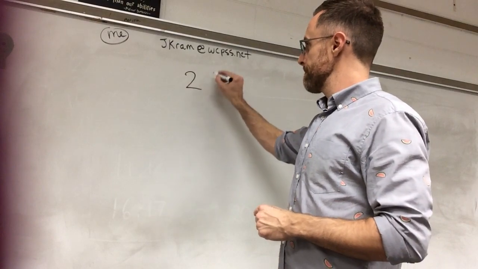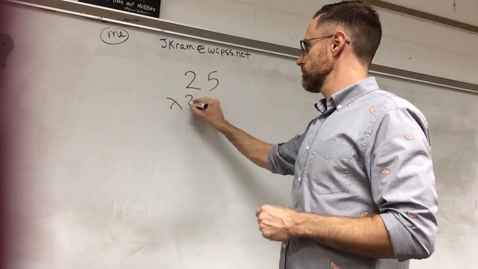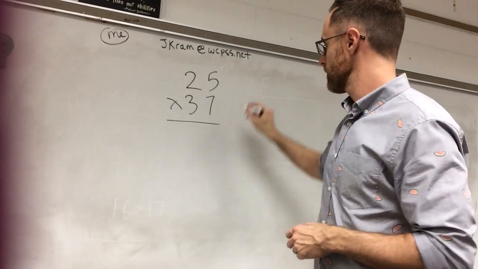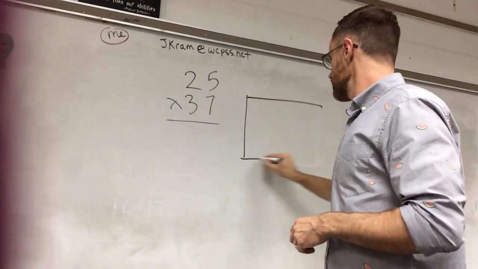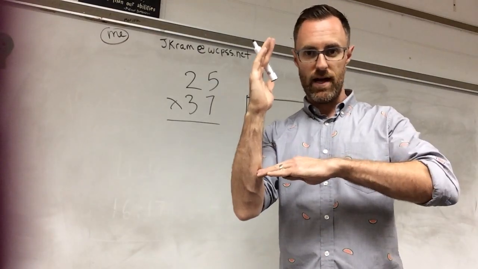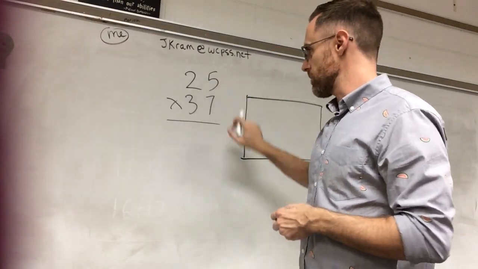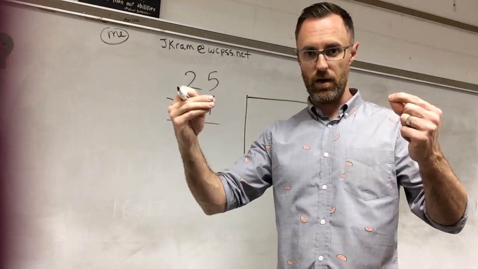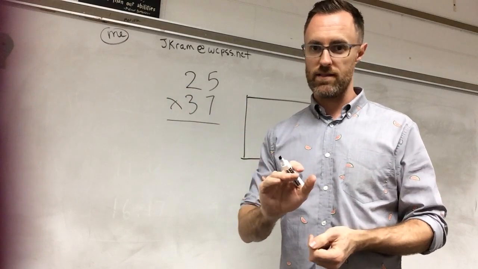Two-digit times two-digit number. All I need to do is draw a rectangle. As with area, this is going to be side times side. So we're going to take these numbers and put them on the side, but we're going to do it in expanded form, which just means pulling the numbers apart. They have to write down what they say when they say the number.